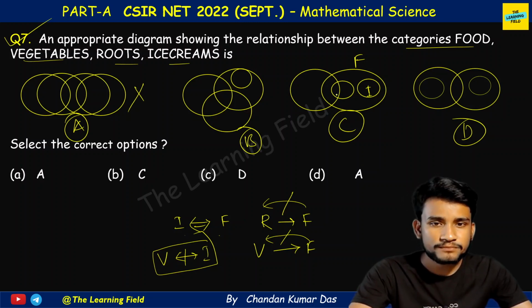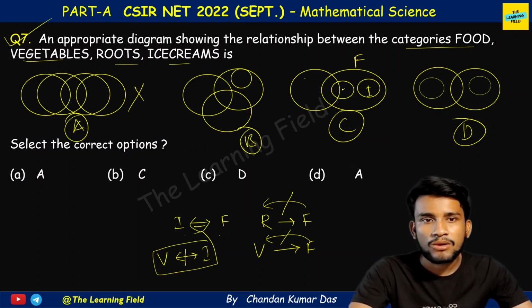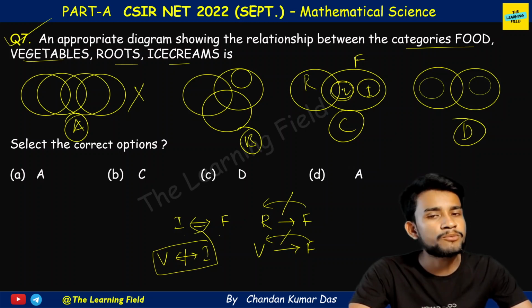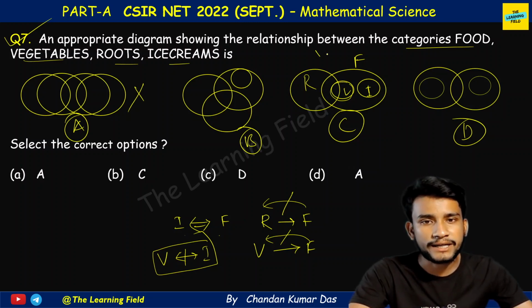Now suppose this is, yes, all vegetables are food. All this small circle we can take as vegetables. So all vegetables are food, and some vegetables are roots, some vegetables are root also, and some roots are fruits also. So this is correctly justified.